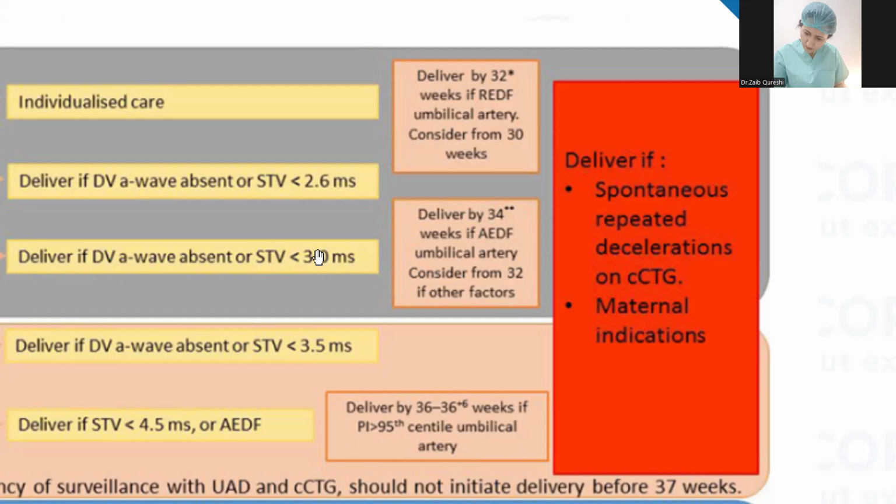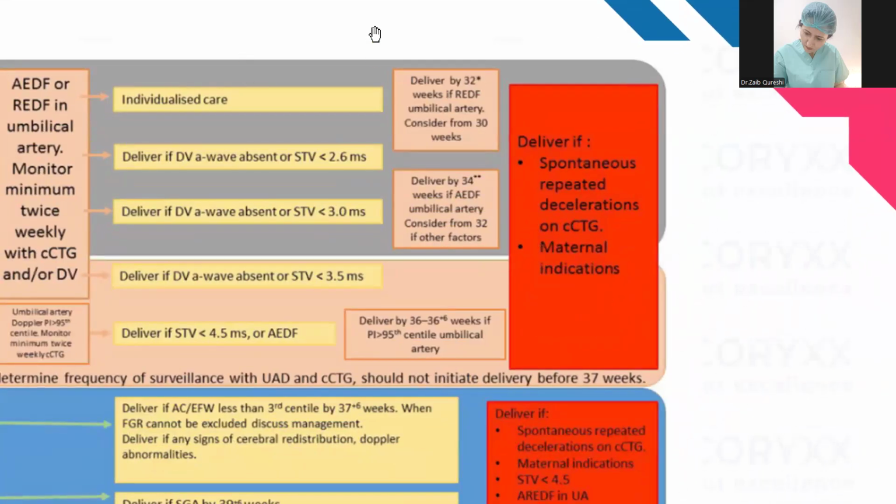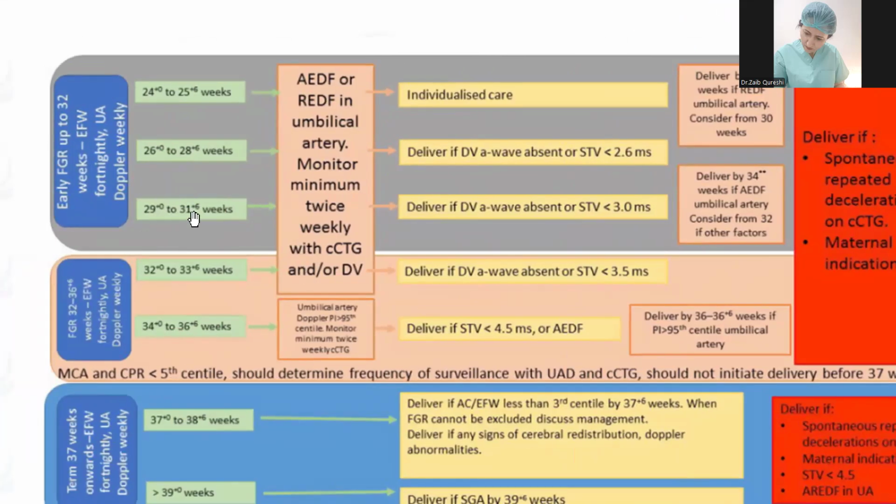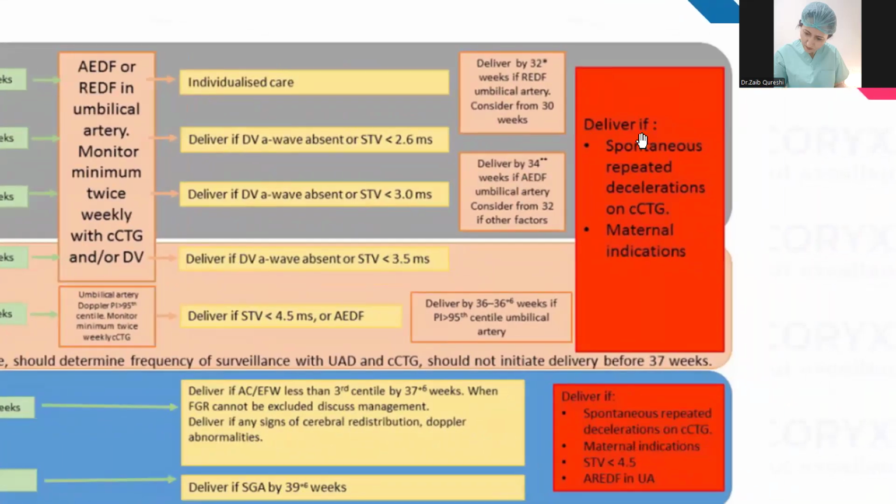All right. But reverse end diastolic flow is always dangerous. It means that heart is not coping well now, okay? Because the flow is getting reversed. So in this scenario, what you will do? In the early preterm labor, you may deliver them by 32 weeks, okay? Or you may deliver by 34 weeks if, this set of women, 29 to 31 plus 6 weeks. You may deliver if the spontaneous repeated deceleration on CTG is there, or if there is maternal indication.